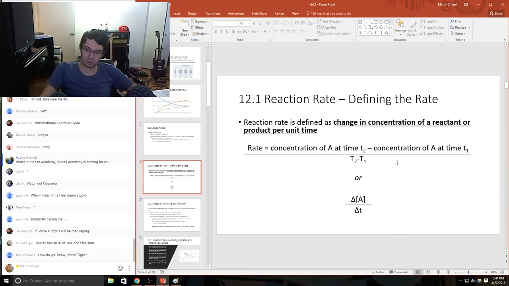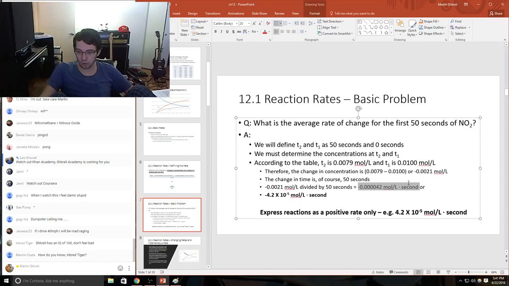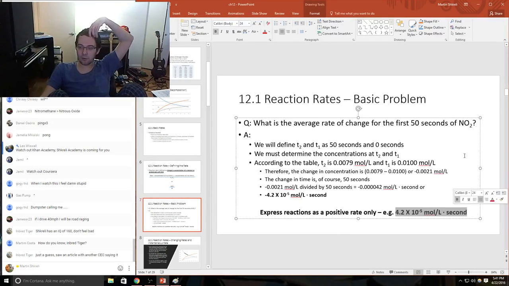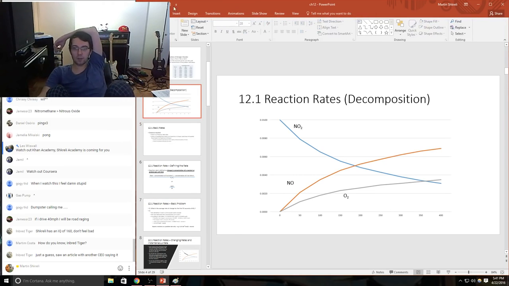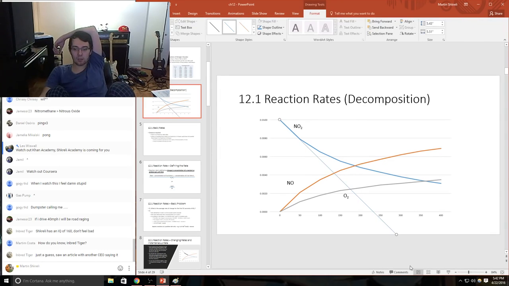And if you take the difference between these two, the change would be negative 0.0021 moles per liter. And if you divide that over 50 seconds, we get our answer, which is this long number, 0.000042 moles per liter per second. Or we could just say negative 4.2 times 10 to the negative fifth moles per liter per second. So this is the rate for the first 50 seconds. And if you draw a line that represents those first 50 seconds, you can see that the rate looks like that.